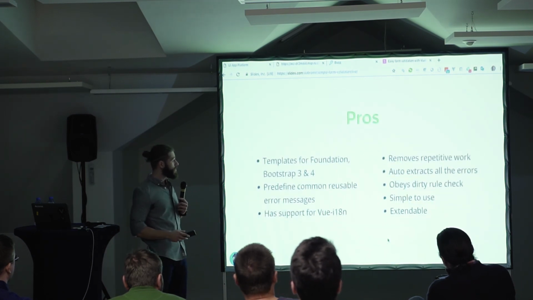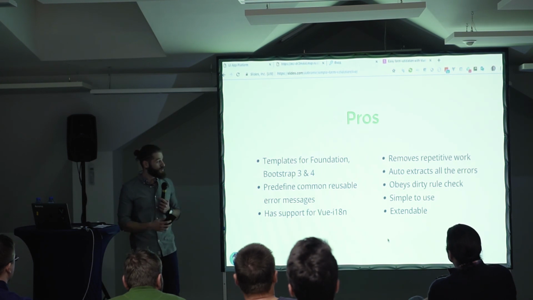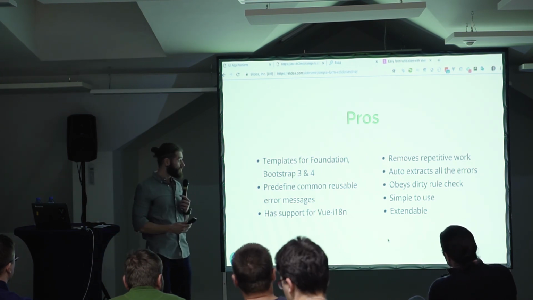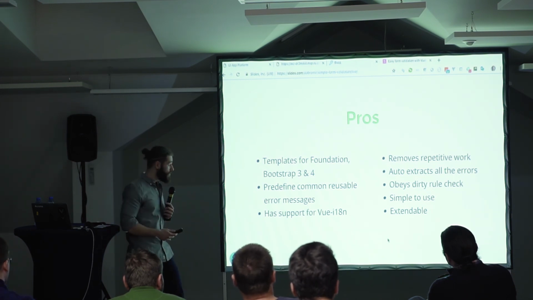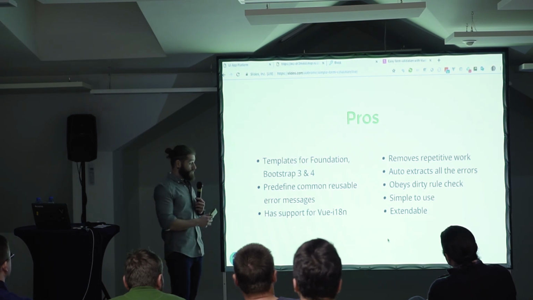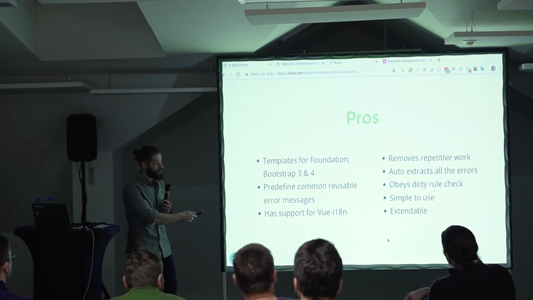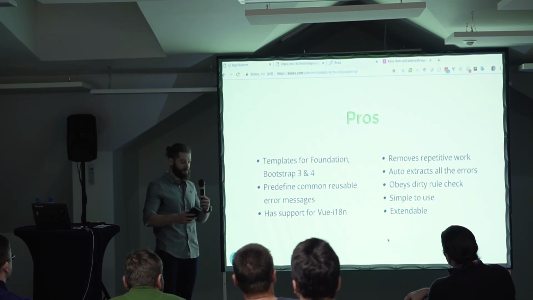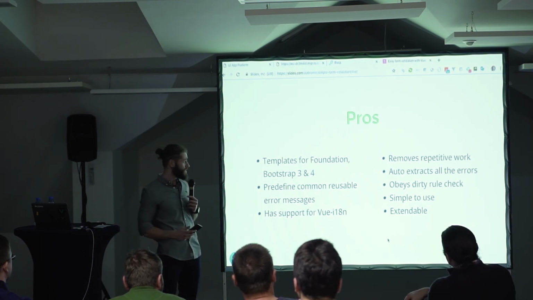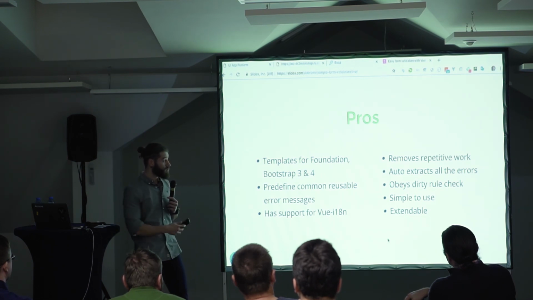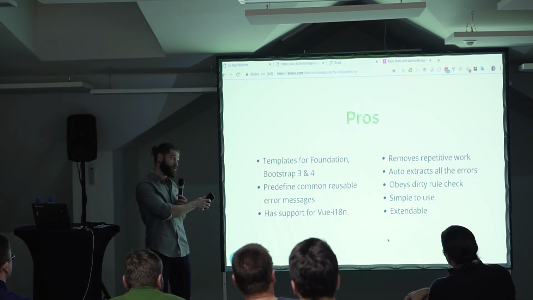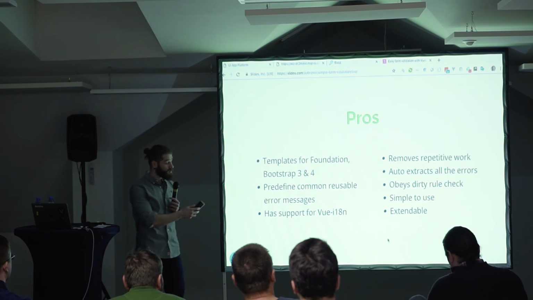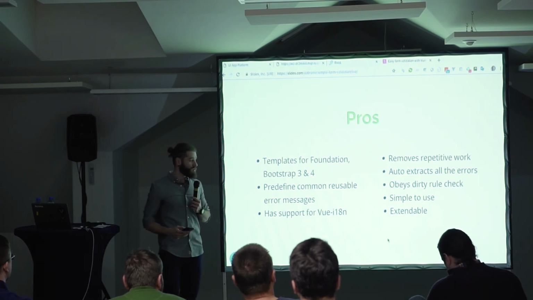So what are the pros? Well, we have templates for Foundation, for Bootstrap 3 and 4. You can predefine your common reusable error messages, as you saw, so you don't have to write them out every time. And you're consistent. Vue I18n support is a killer, because you don't have to do the whole dollar and the full name of the error message. It removes all the repetitive work. As you saw, you don't have to define all the errors all the time. It extracts all the errors for you. It obeys the dirty rule check automatically. It's very simple to use. And it's super extendable, because it's just a mixin, so you can mix it into your component and extend it.